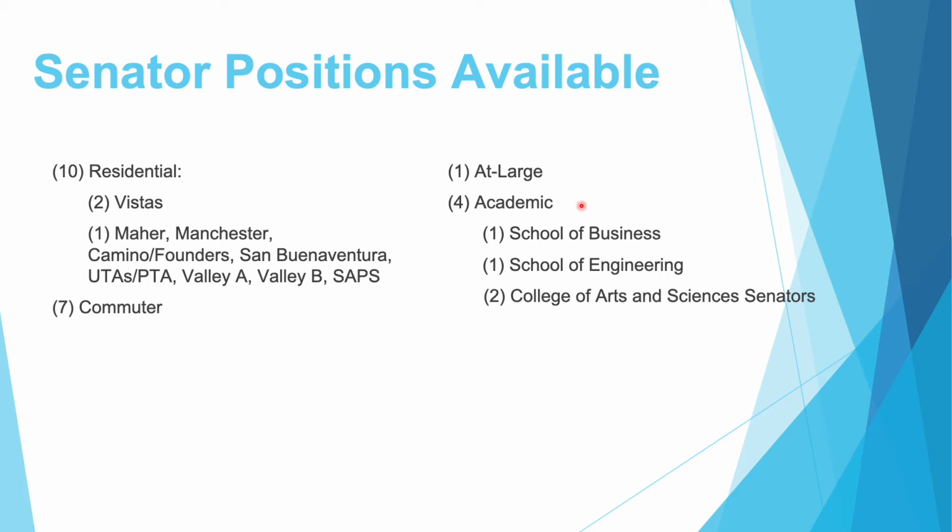Moving on. So here are the senator positions that we have available for this fall. So pay attention here because this is what you're going to be looking for when you're trying to figure out what you want to run for. So, prospective senators, these are your options in terms of what you would like to run for. We have 10 residential senator openings here, 7 commuter senator openings, 1 at-large senator opening, and 4 academic senator openings. You can see here the distribution of vacancies that the numbers here represent. So align yourself accordingly with what you want to run for when you fill out the application.